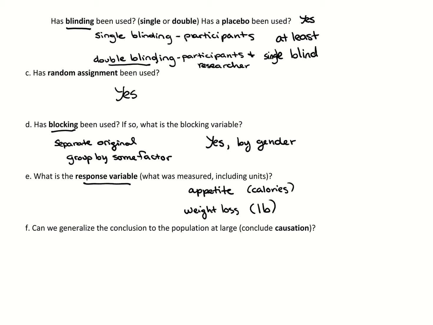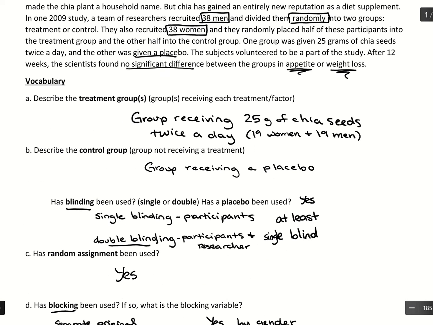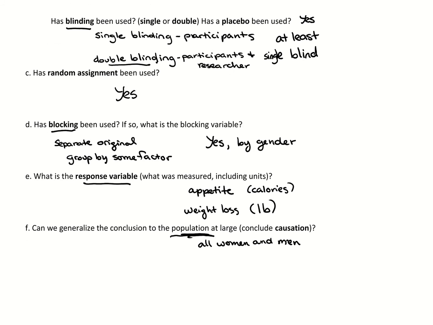And then our last piece here is, can we generalize the conclusion to the population at large? Here we're talking to just 38 men and women, but can we extend this to all men and women? That's our population of interest here, all women and men. And what we're trying to get at here is, can we state cause and effect? In this case, they didn't find a significant difference. So you'd be saying that chia seeds do not cause weight loss or appetite loss or anything like that. And we just want to be very careful with that.